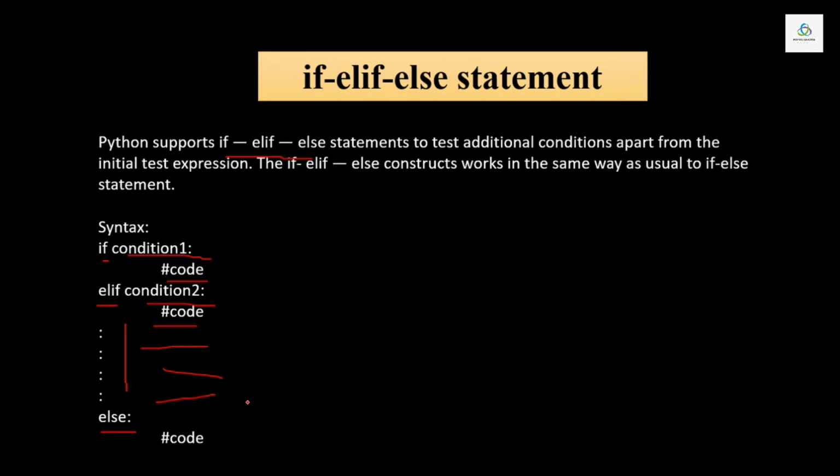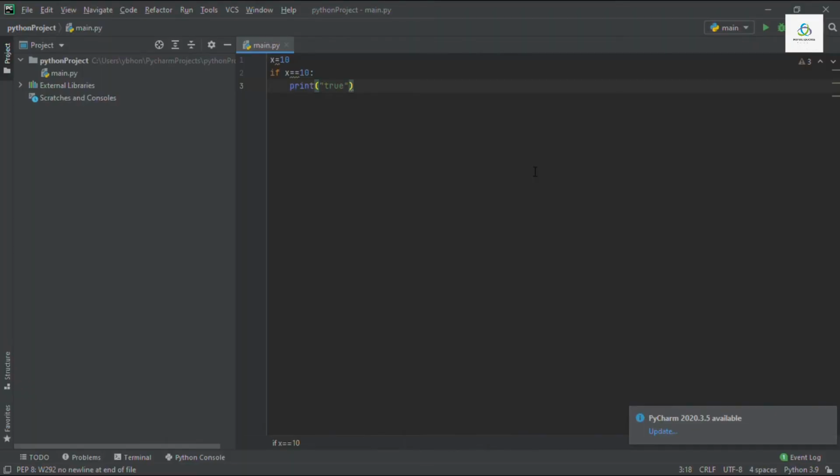So now let's see all these statements in PyCharm, how it works. First, let's see how the if statement works in PyCharm. Over here you can see in statement number 4 I have written x equal to 10. It means I have assigned value 10 to a variable called x.